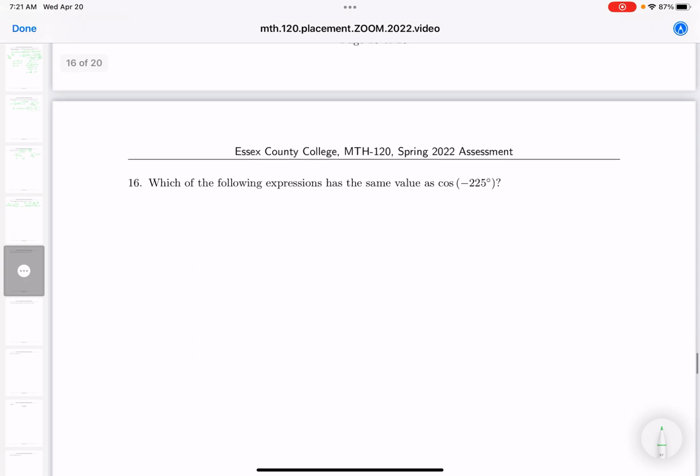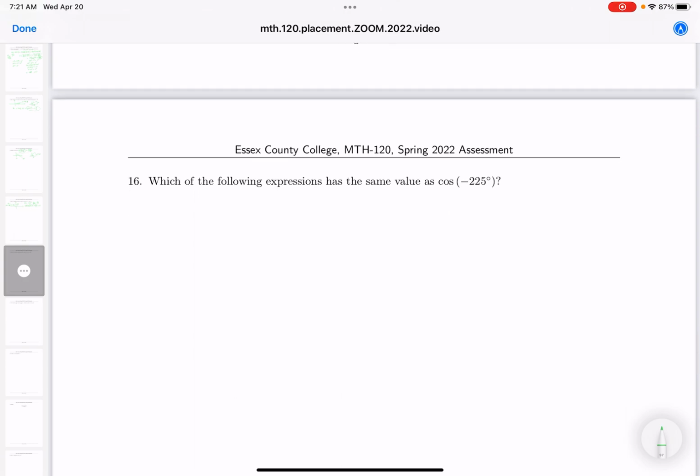I'm going to number 16 now. Number 16, again, a weird question. I mean, it says, which of the following expressions? I don't have any expressions written down over there. But yeah, again, I'd visualize it. And if you visualize this, minus 225, it's going in this direction over. That's minus 90, minus 180. I'd have to go 45 degrees more here. So this is minus 225 degrees.